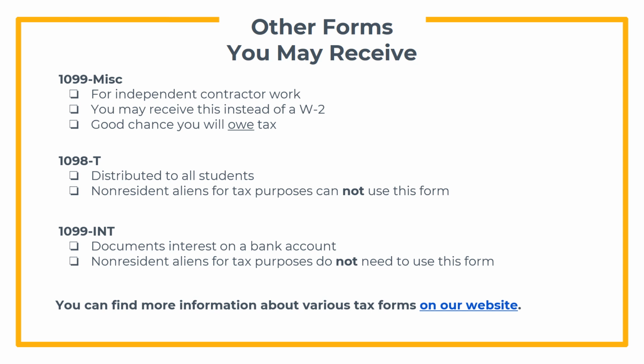The 1098-T is distributed to all students, but it can only be used by students who are eligible for certain educational tax credits. Non-resident aliens for tax purposes are not eligible for these tax credits, and so they cannot use this form. And if you have a savings account, you may receive a 1099 INT, which documents the interest on bank account income. Non-resident aliens are not taxed on bank account interest, and you do not need to use this form. You can find more information about tax forms on our website.